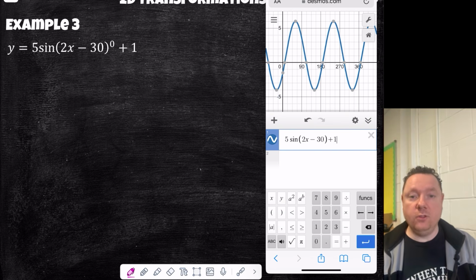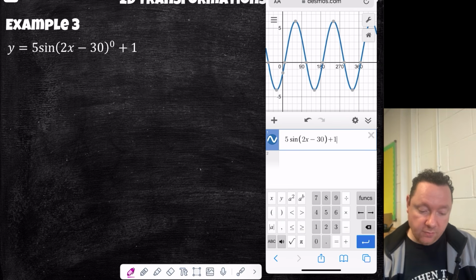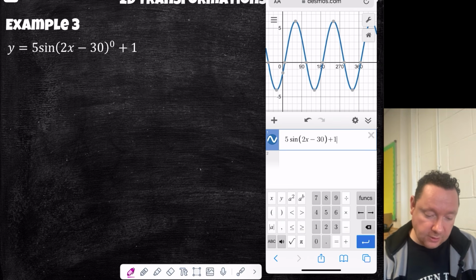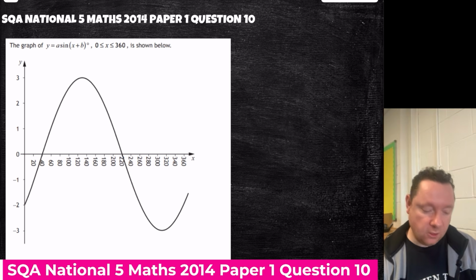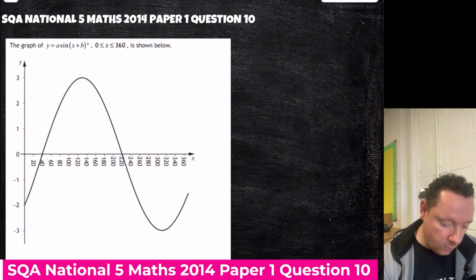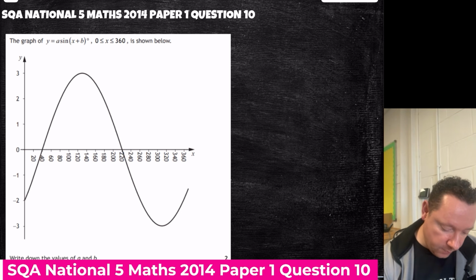Now, often you'll not have to draw that from scratch. You'll have to just identify it from the graph. And you can see here, we're going to look at that now. So here's some past paper questions. SQA National 5 Maths, 2014, paper 1, question 10. Find the values of A and B.